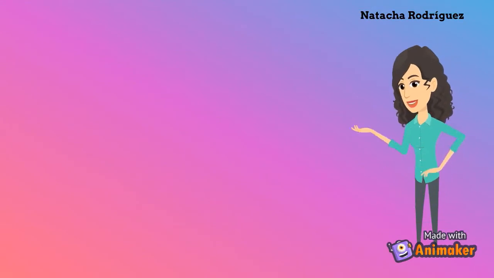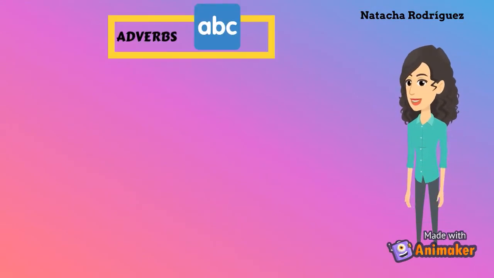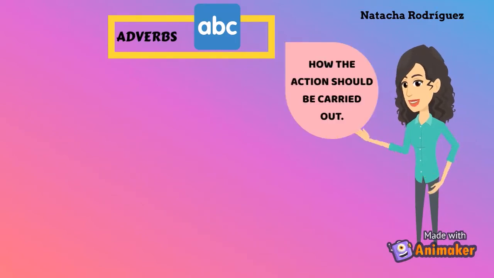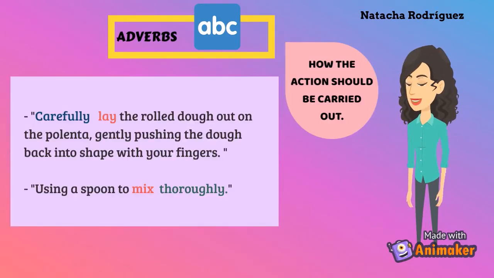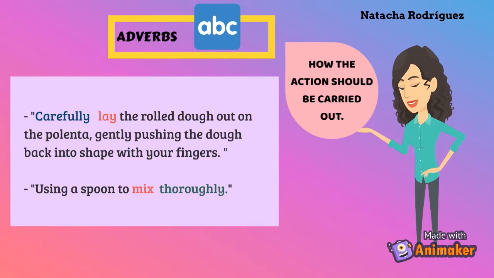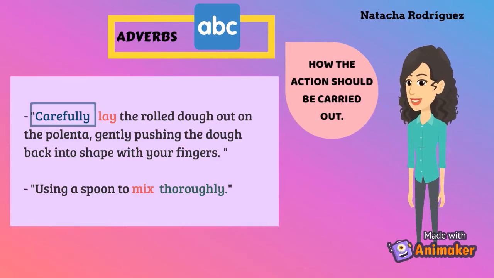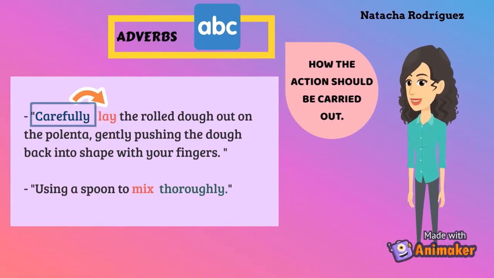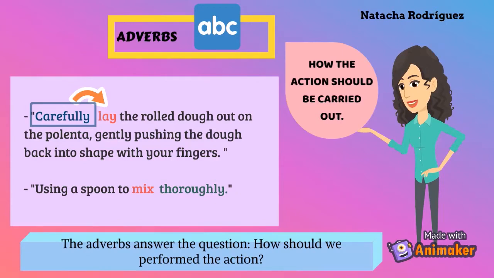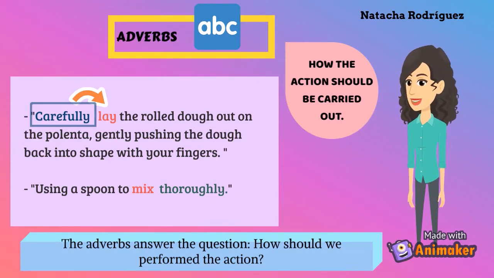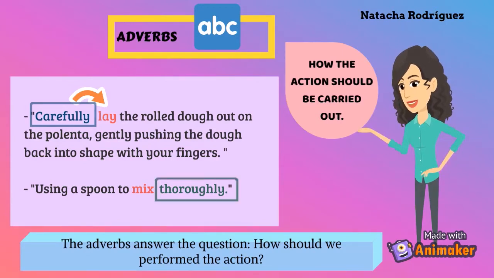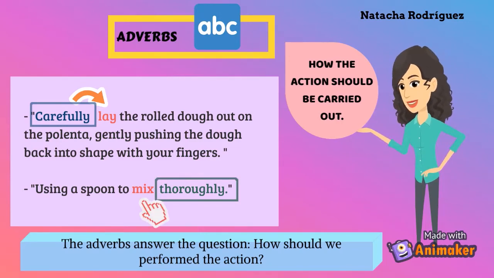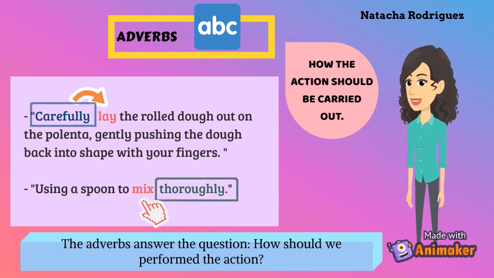Another grammatical feature present in the recipe is the use of adverbs. Adverbs give us details on how the action should be carried out. Let me exemplify with some extracts from the text. In the first example, the adverb carefully brings us extra information about the verb lay. In this case, the adverb answers the question, how should we carry out the action? In the second utterance, the same happens. The adverb thoroughly is modifying and describing the verb mix. The adverb answers the question how, as well as the previous one.